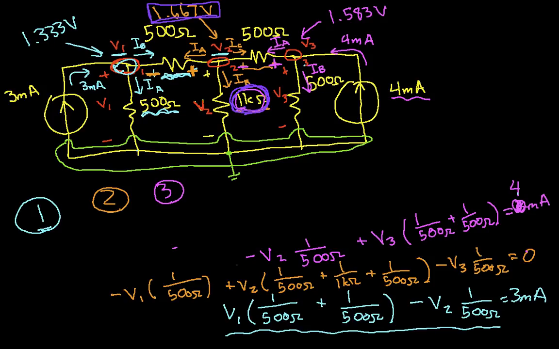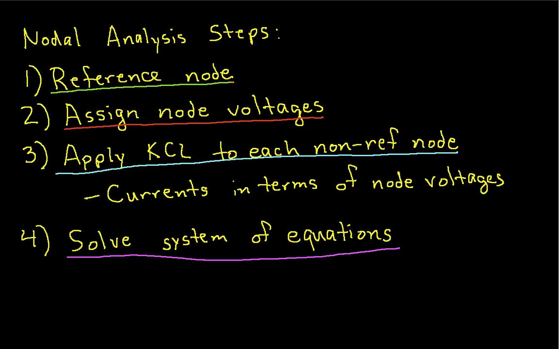Okay, well, hopefully this was useful. Again, the goal of this was to introduce nodal analysis. So if we go back and look at the steps, we assigned the reference node. We assigned the node voltages. We applied KCL to each non-reference node. Then we solved the system of equations that we got. And that pretty much was it.